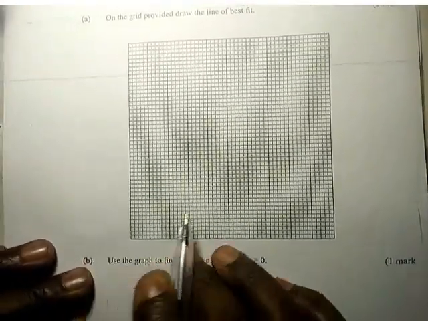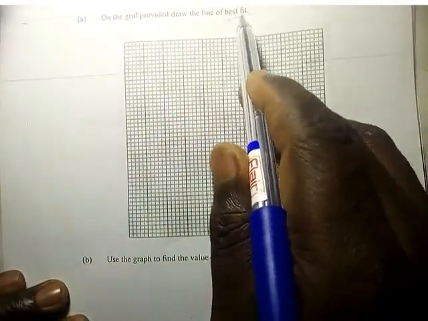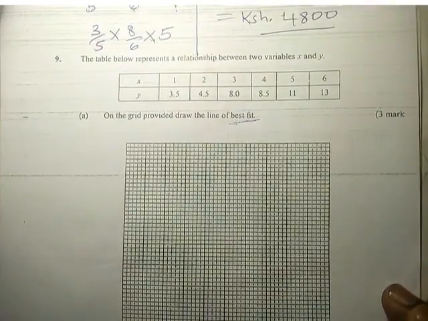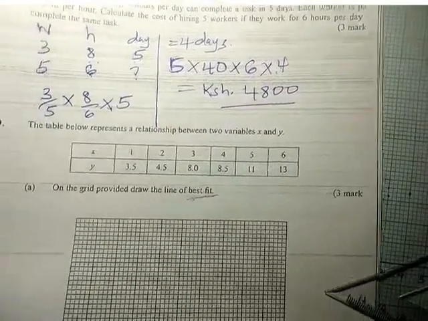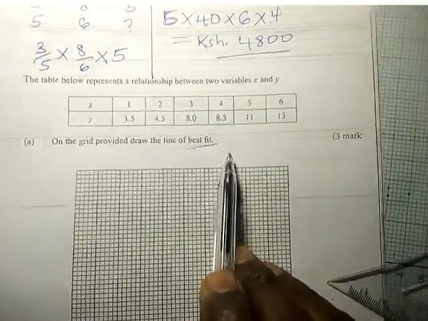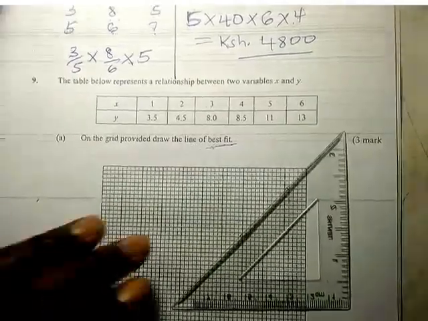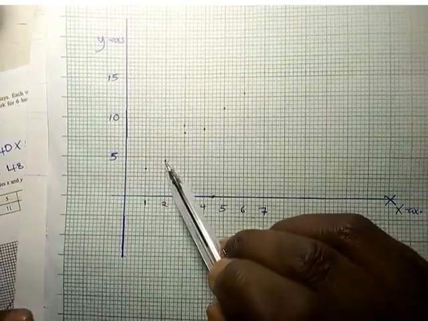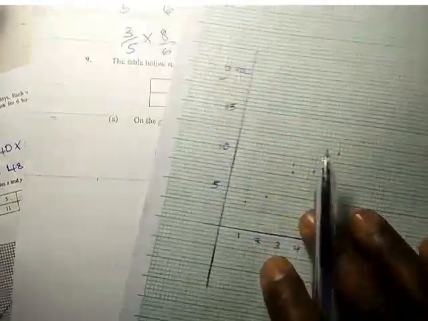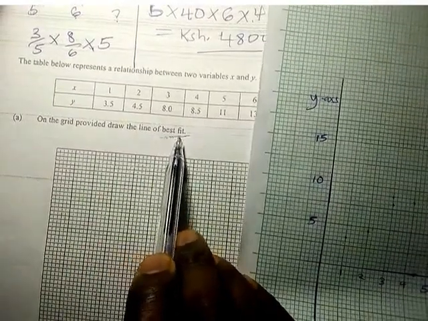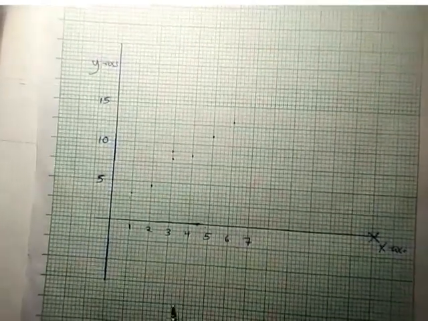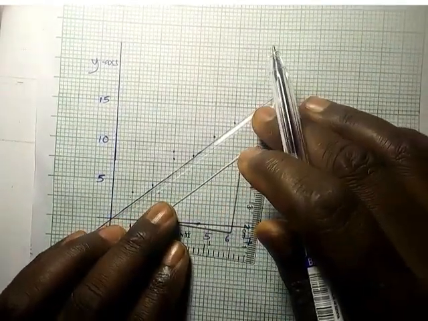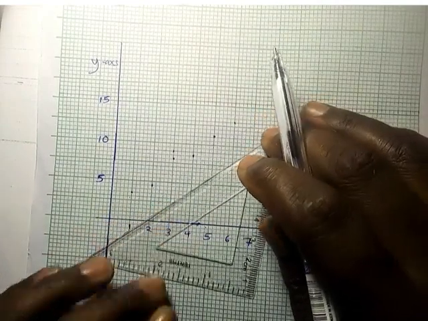So we are supposed to draw a line here of the best fit. So nimeplot this letter is x, y, nimeplot kwa graph. Nimetumia hii graph ndio inaonekana vizuri kidogo. Sasa nimepata hizi points. Kuna hii na hii na hii na hizi mpaka hapa. Tuliambiwa draw a line of best fit. Best fit inamaanisha unaweka rula, unahakikisha inachukua ile mahali hiyo line itachukua points nyingi. Hiyo ndio inaitwa the line of the best fit.